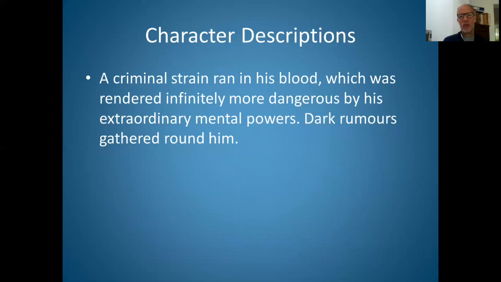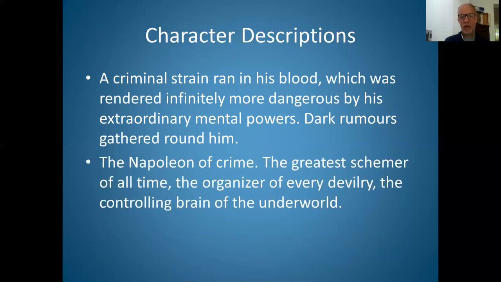A criminal strain ran in his blood, which was rendered infinitely more dangerous by his extraordinary mental powers. Dark rumors gathered around him. The Napoleon of crime, the greatest schemer of all time, the organizer of every devilry, the controlling brain of the underworld. Who's that?